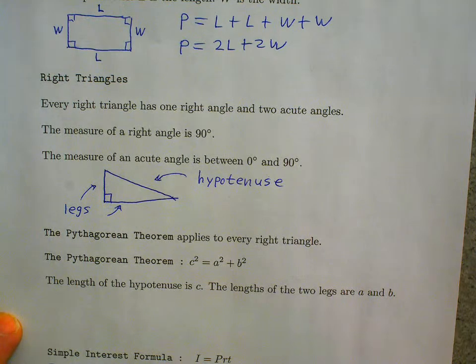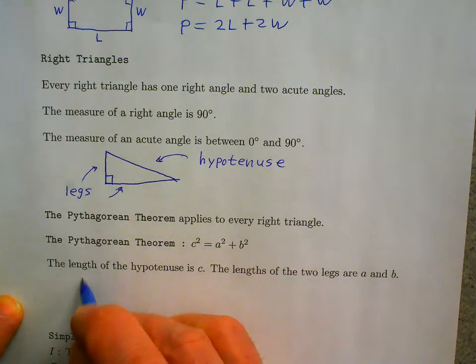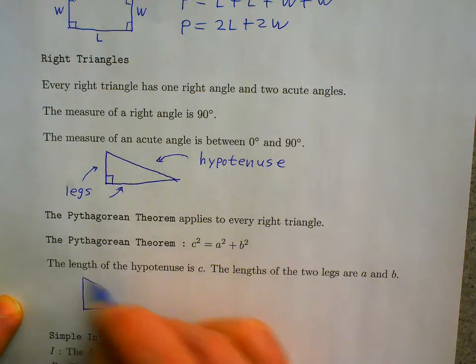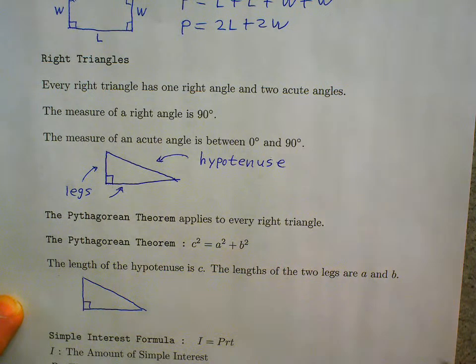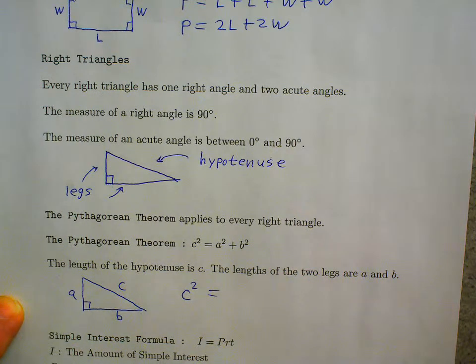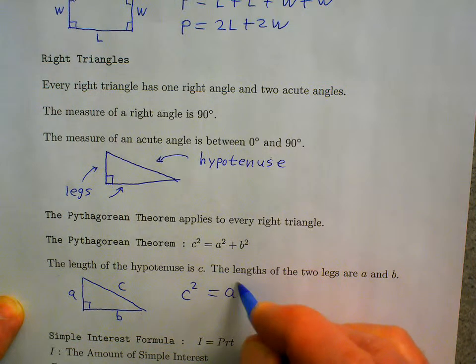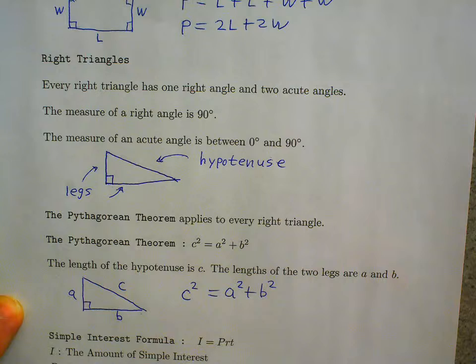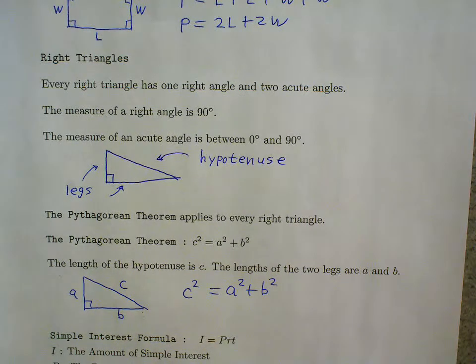Okay, and it turns out that in every right triangle, if we label the length of the hypotenuse as c units, whatever the units happen to be, and if we label the lengths of the two legs by a and b, then if you square the length of the hypotenuse, that will be equal to the sum of the squares of the lengths of the two legs. So that is true for every right triangle.